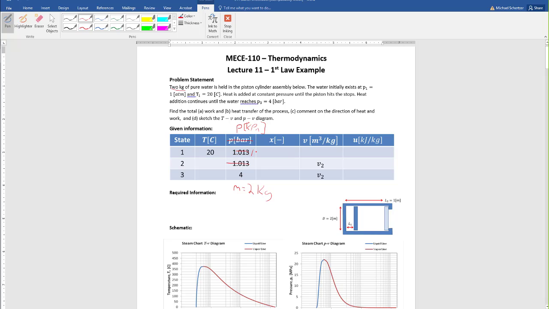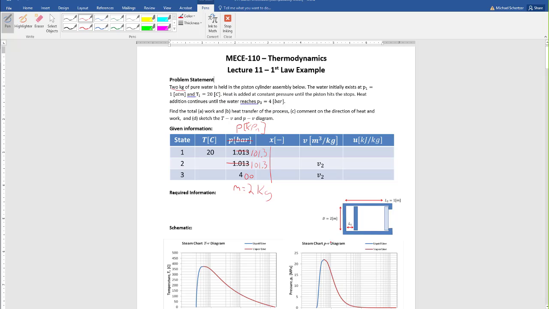So this is going to be 101.3 kilopascals. And this is going to be 101.3 kilopascals, right? Because we've gone at constant pressure from state 1 to state 2. So state 1 and state 2 must have the same pressure. And then this is going to be not 4 bar, but 400 kilopascals, right? Because that tells me P3.